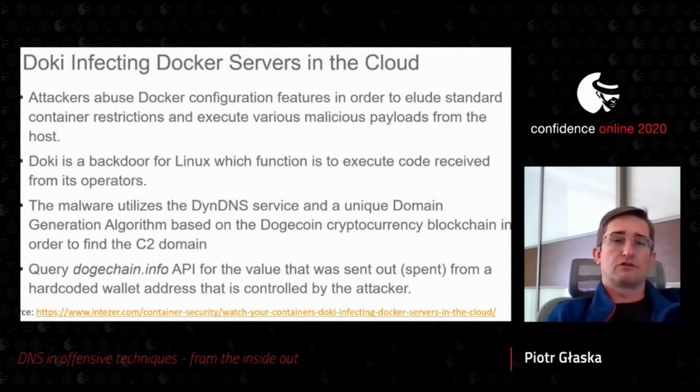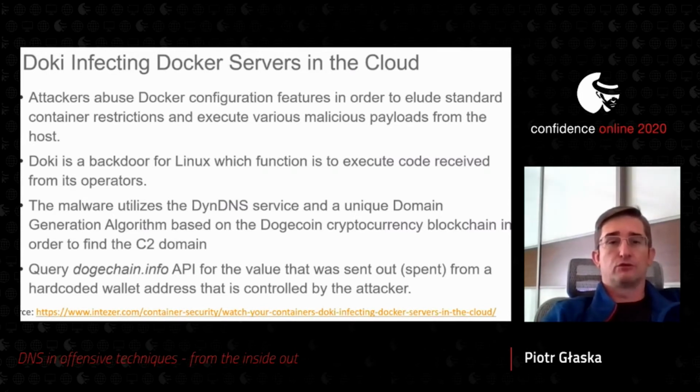There was a Docker malware which was infecting Docker servers in the public cloud. It was scanning for Docker servers in the public cloud and trying to exploit some default configuration features. And how it was resolving its command and control server was by using the Dogecoin cryptocurrency blockchain. So how did that work?